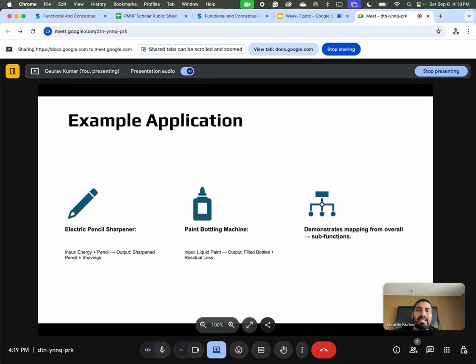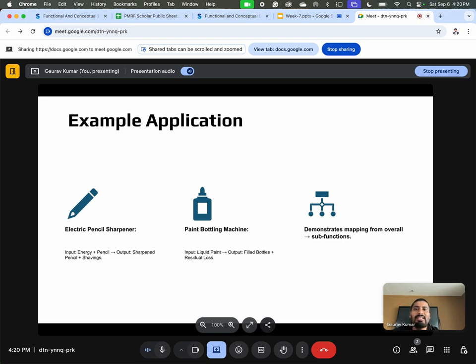So next is examples, application. Let's now look at a concrete example. An electric pencil sharpener takes in two inputs, electrical energy and a pencil. The outputs are a sharpened pencil and wood shavings.